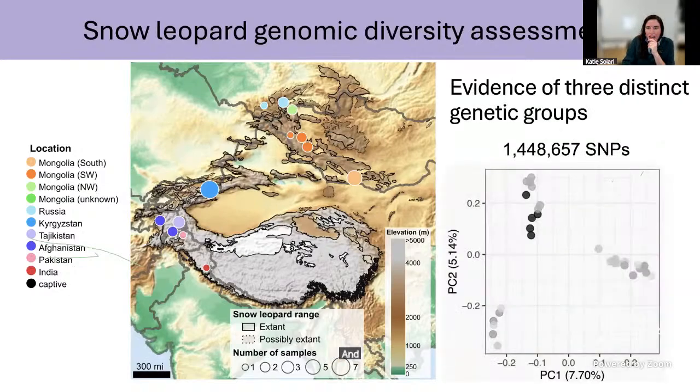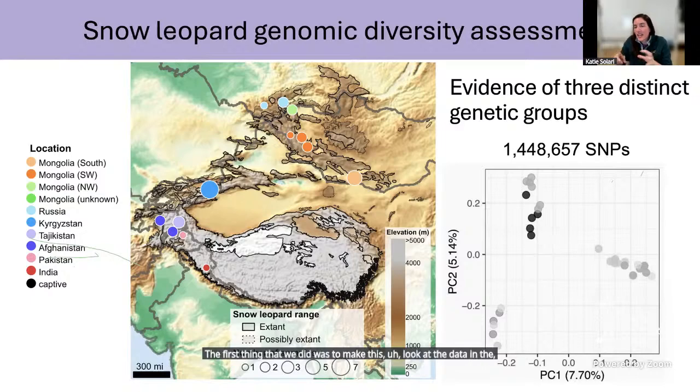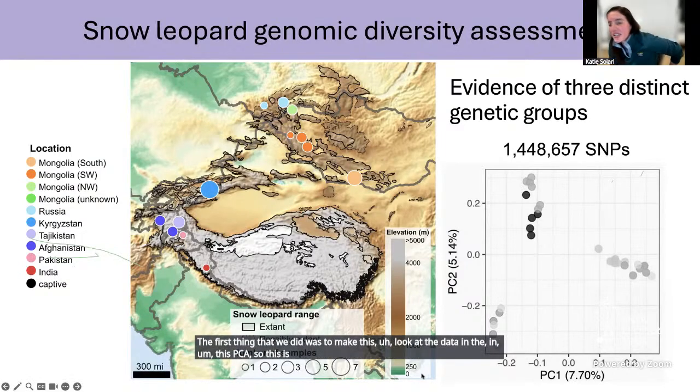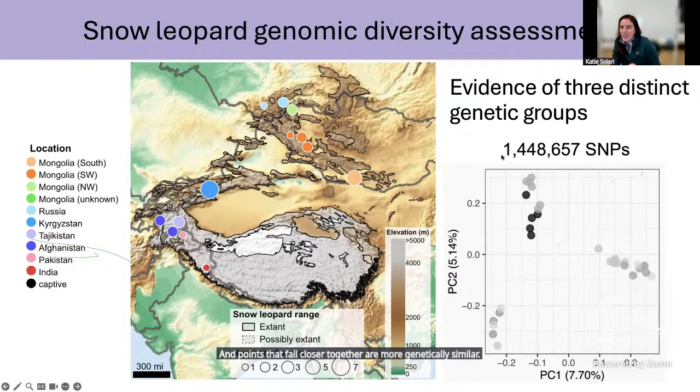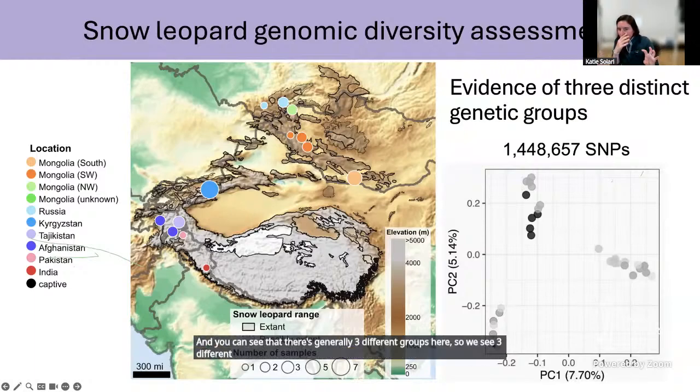And the first thing that we did was to look at the data in this PCA. This is a principal components analysis where each point is a different snow leopard sample, and points that fall closer together are more genetically similar. And this is using all of that 1.5 million SNPs. You can see that there's generally 3 different groups here. So we see 3 distinct snow leopard groups.